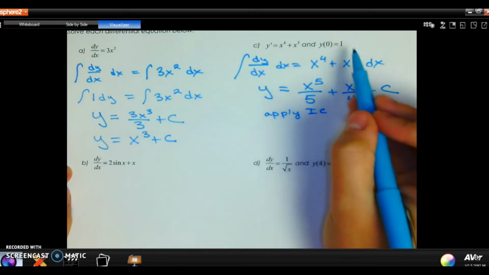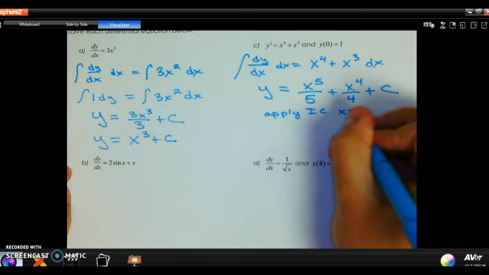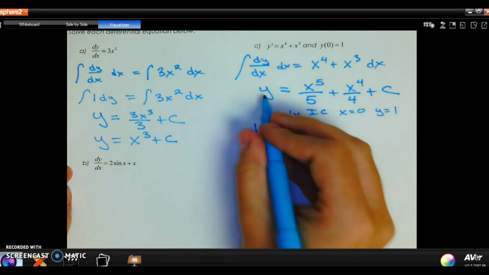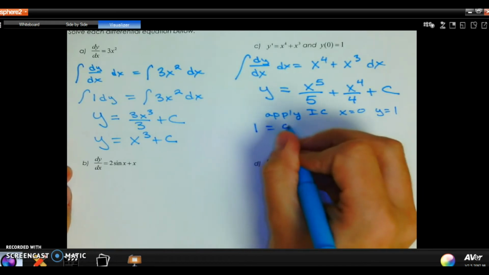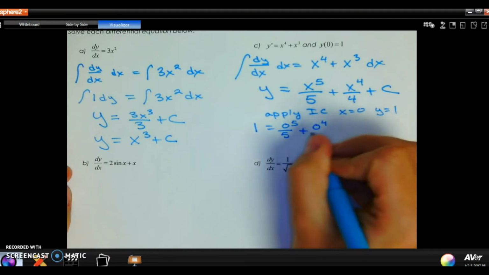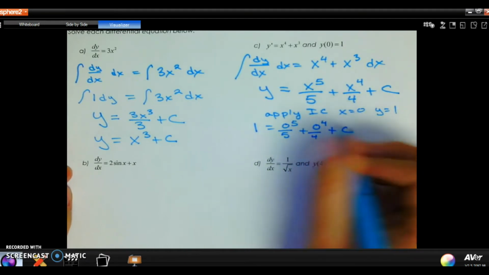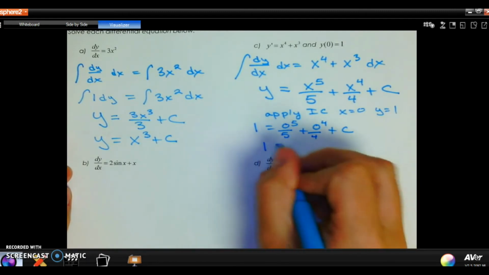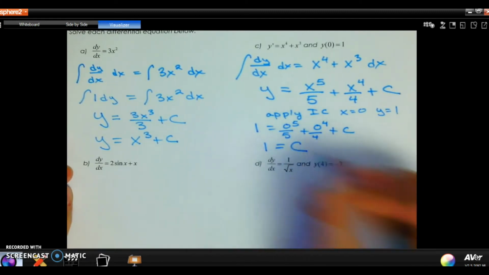Well, this up here is my initial condition, so that tells me that x equals 0, y equals 1. So I'm going to do that. I just say y equals 1 and x equals 0. This one works out nicely because 0 raised to a power is just 0. So this whole piece is 0, this whole piece is 0. So you get 1 equals 0 plus c.